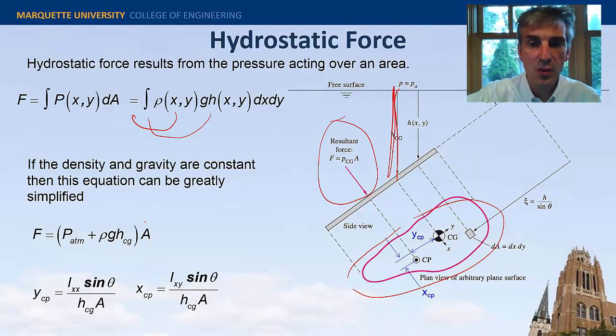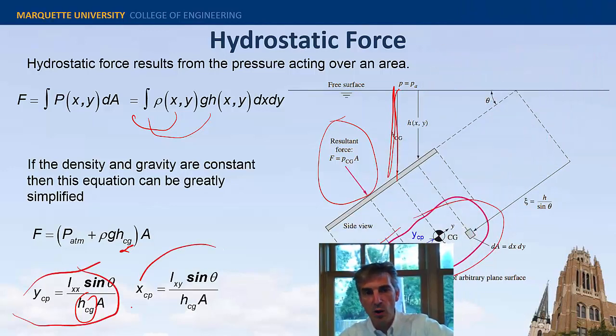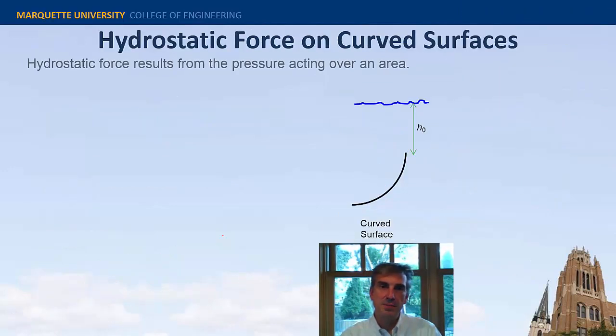And it's located at ycp, which is the distance below the CG of the x-axis moment of inertia times sine theta, the angle of the plate, divided by hcg times A. And here's XCP. Now the thing that I don't want you to forget is that HCG, which appears here and appears here, is the straight line distance from the free surface to the CG, not the CP. To get to the CP, we go down a depth, YCP, and over a distance, XCP.